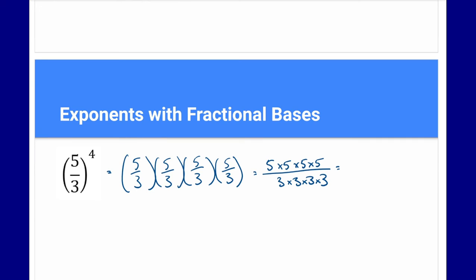I can simplify this. 5 times 5 times 5 times 5, or 5 times itself 4 times, is the same thing as saying 5 to the power of 4. 3 multiplied by itself 4 times is 3 to the power of 4. So if I have a fraction raised to an exponent, that exponent applies to both parts. It applies to both the numerator and the denominator.